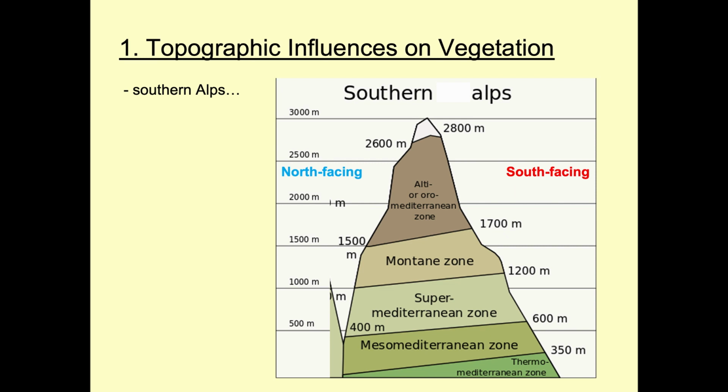So the fourth example is using the Alps in Europe, and by looking at these Alps, we can see that the vegetation zones start at a higher elevation on the south-facing slopes of the mountain compared to the north-facing slopes. So, for example, forests start at 1,200 meters on the warmer and drier south-facing slope, but at only 1,000 meters on the cooler and moister north-facing slope.